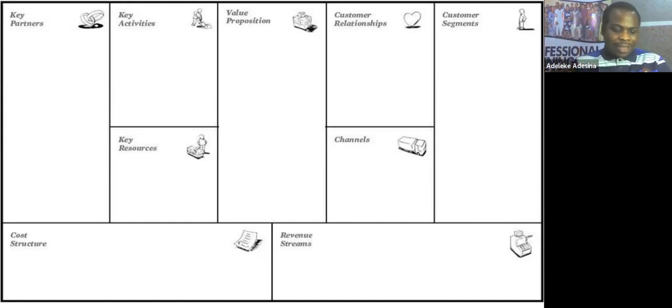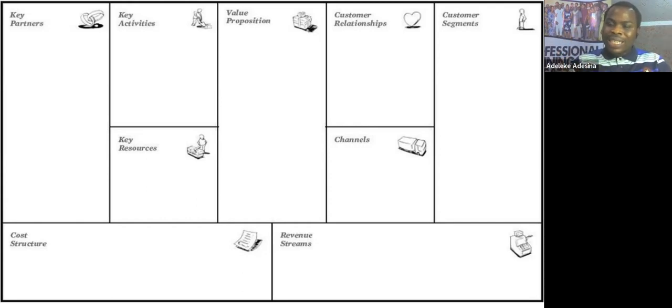So after that, the next is your customer relationship. How do you maintain relationship with your customers at 3 different levels? One, relationship for customer acquisition, because that is where your customer relationship starts from. It starts from acquiring a customer, then moving from acquiring a customer to customer retention, because it is easier to sell to an existing customer than to acquire a new one.